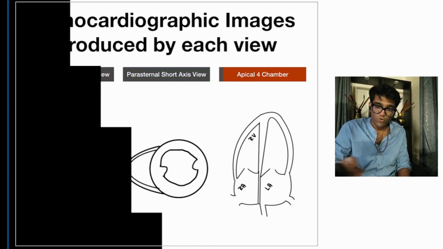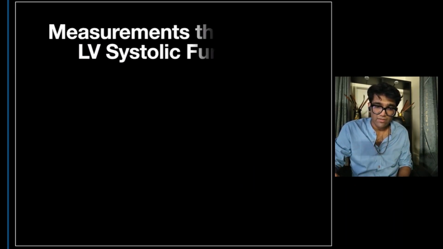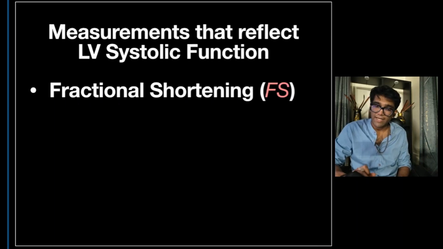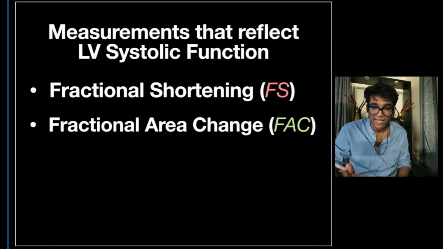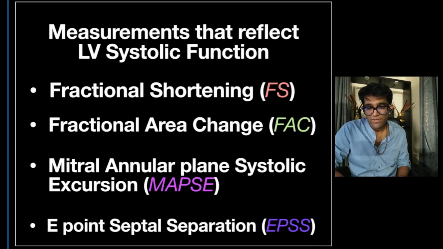Okay, so let's see now, based on this, what dimensions can we compare between systole and diastole. So what are the measurements that we can take? There are actually 4 measurements that are taken. The first thing is fractional shortening. The second one is fractional area change. Then the third is mitral annular plane systolic excursion, and finally we have E-point septal separation.